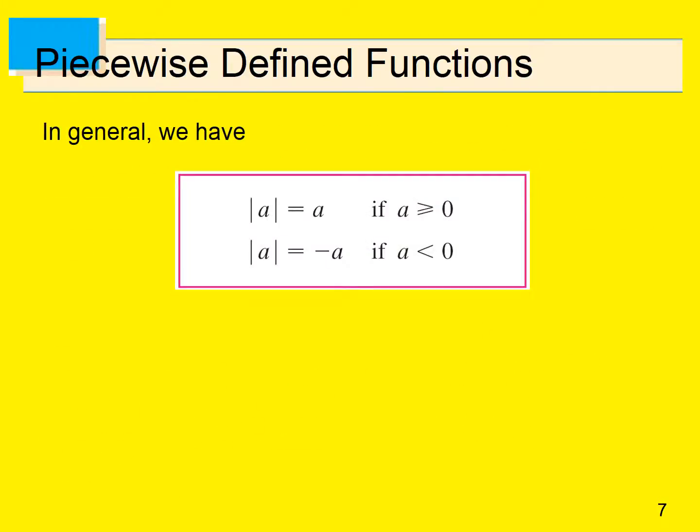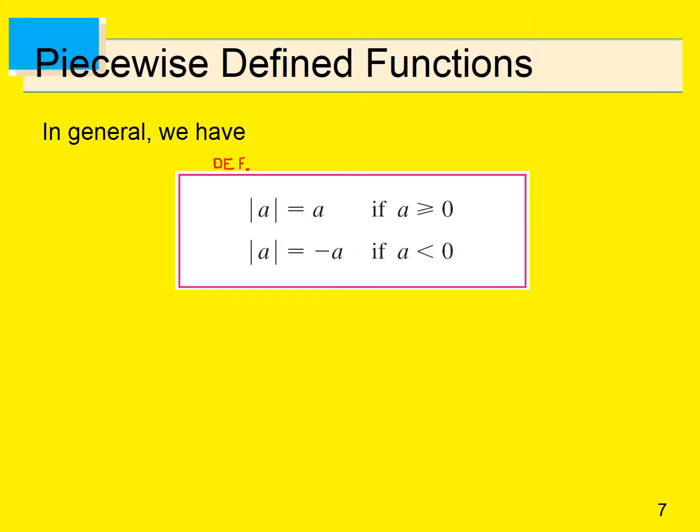In general, we have this definition of absolute value. When we said that the absolute value of a number is its distance from 0 on a real number line, that's more the pre-algebra definition. Here's a more rigorous definition. Absolute value of a equals a, if a is greater than or equal to 0. Absolute value of a is negative a if a is less than 0.